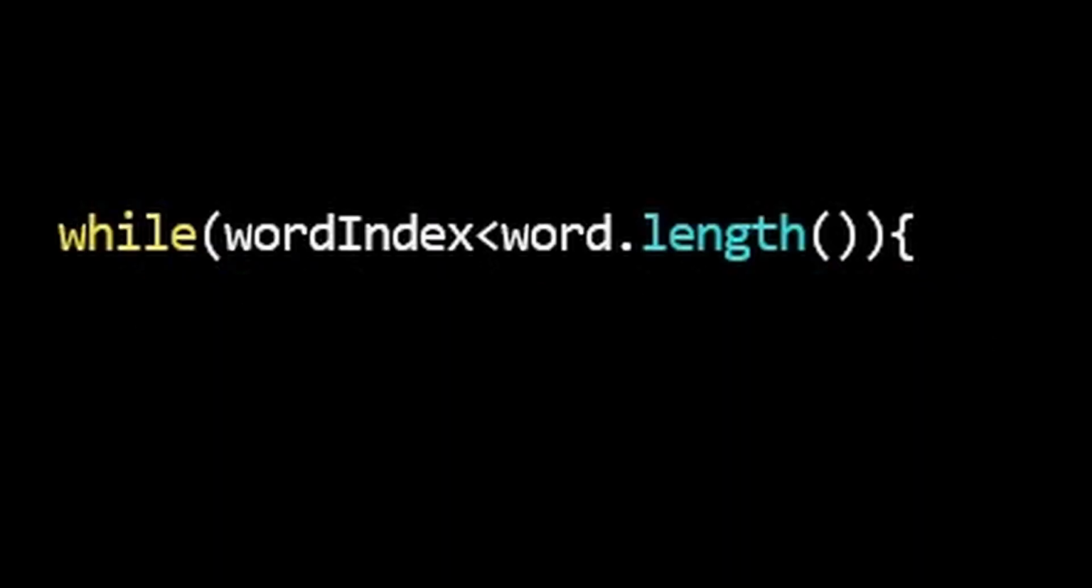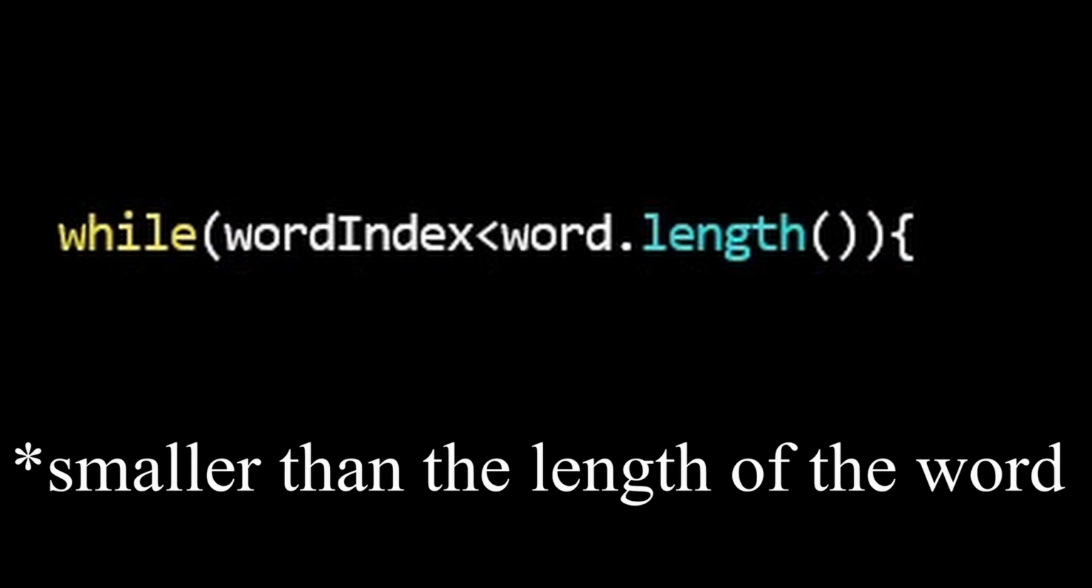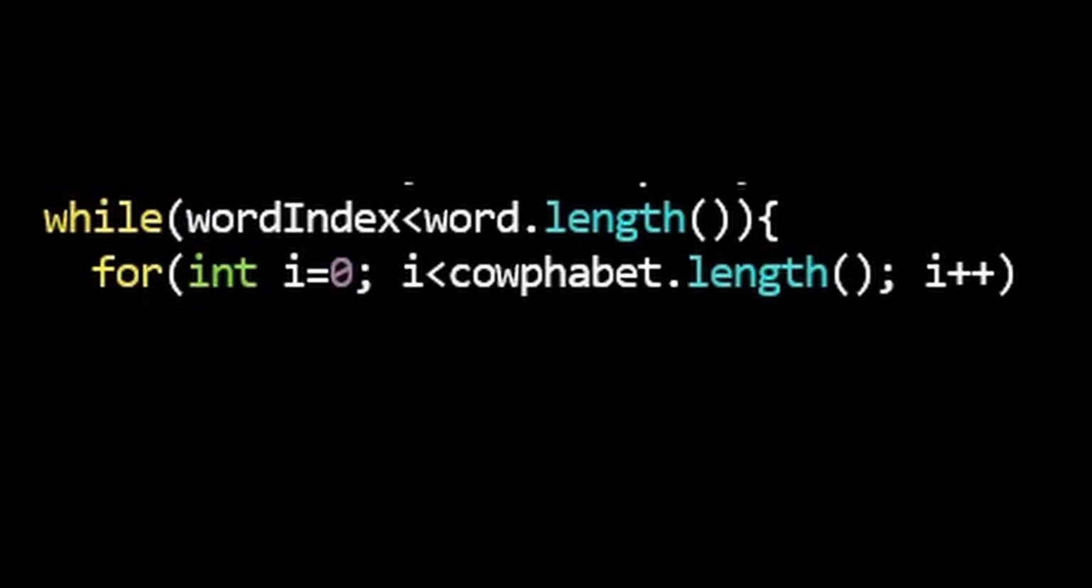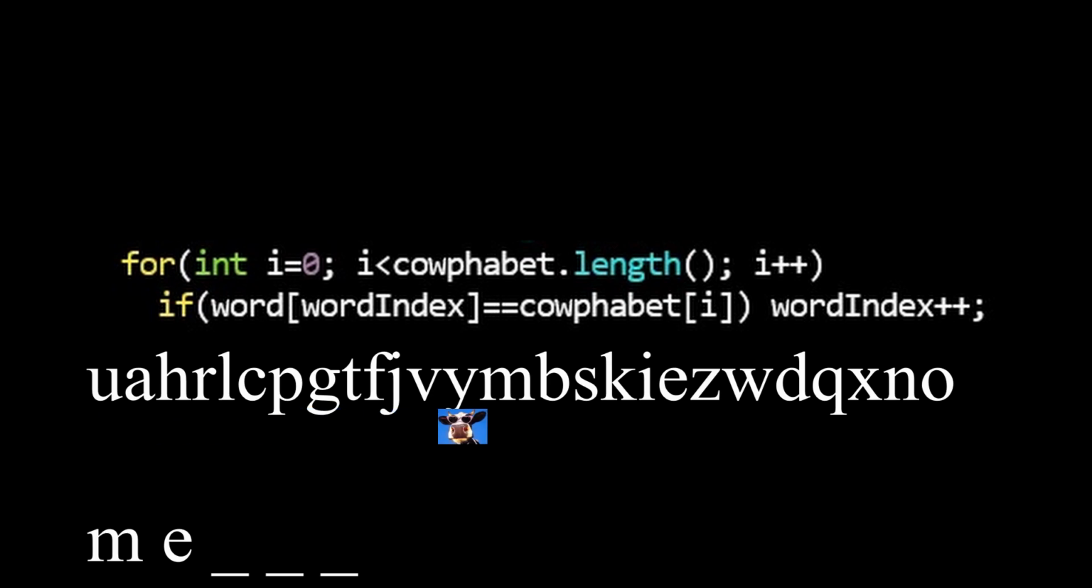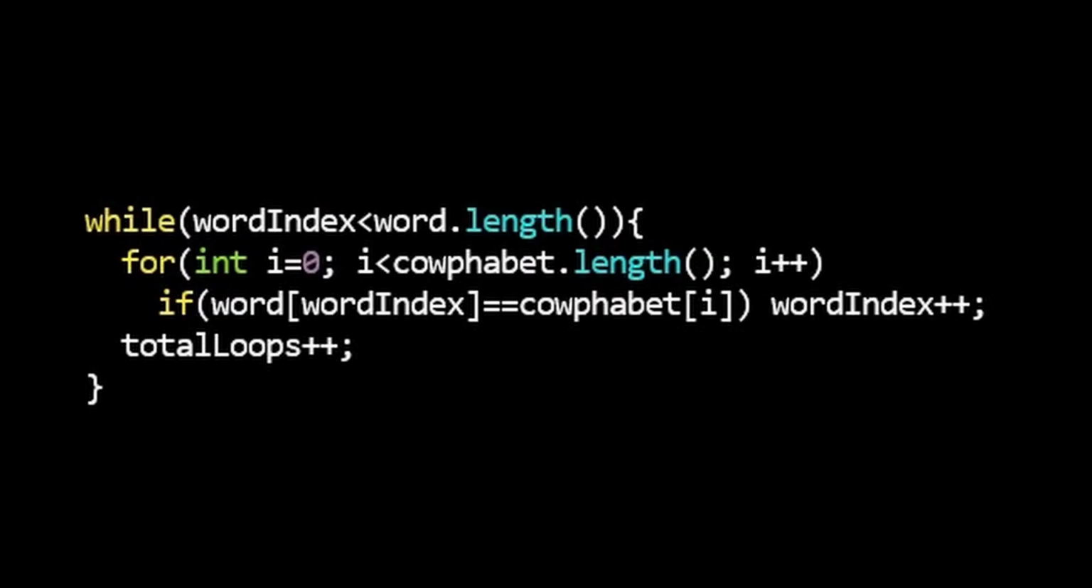So while the word is not yet spelled, or in other words, the word index is not the length of the word, we want to keep on looping through the alphabet. Within the alphabet loop, if the current character in the word is equal to the character in the alphabet, we can move on to the next character in the word. And then we increment the total loops variable after every time the loop runs. And then we have our answer, the total loops.